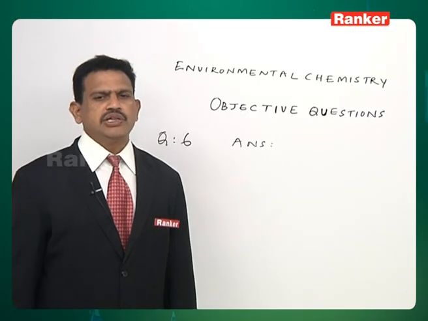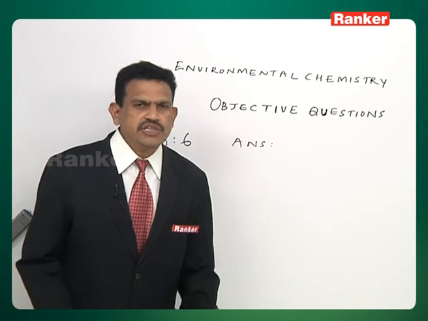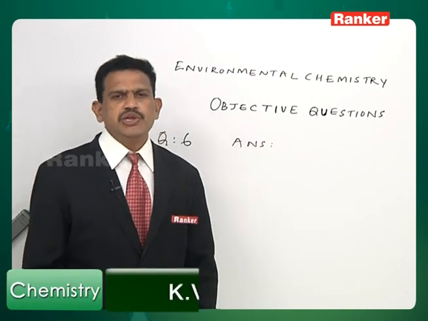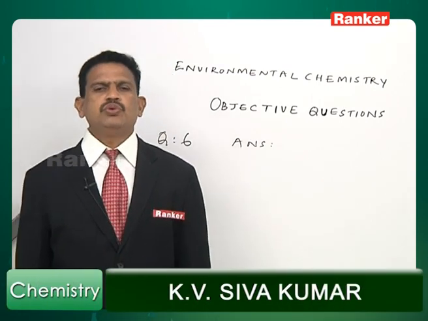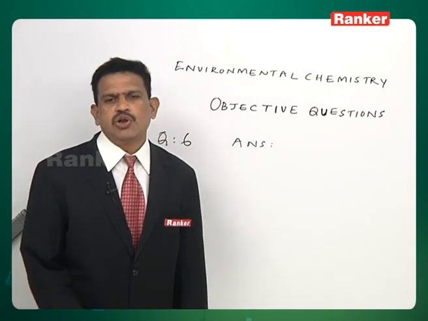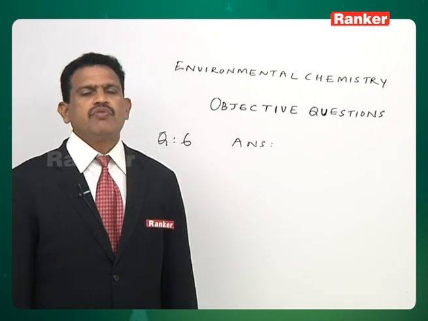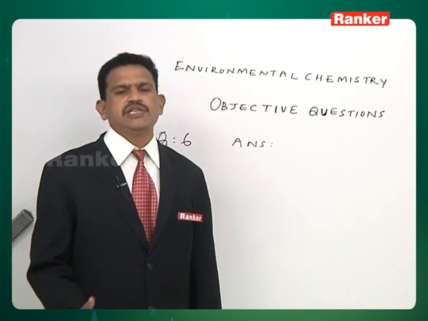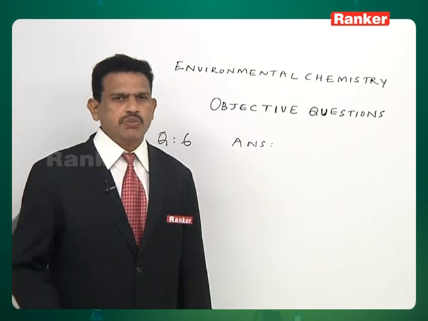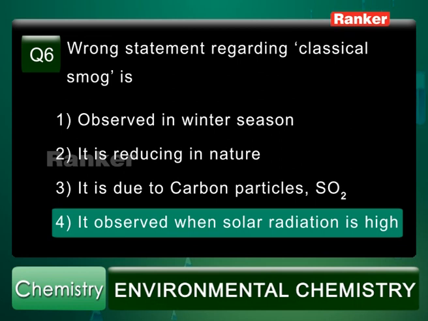Wrong statement regarding the classical smog is, classical smog is nothing but a winter smog. It is reducing in nature and it is due to presence of carbon as well as sulfur dioxide, but it is not observed in solar radiation. That is called photochemical smog, which is oxidizing in nature. That is called summer smog. Therefore, what is the wrong option among these? We can go for option 4.